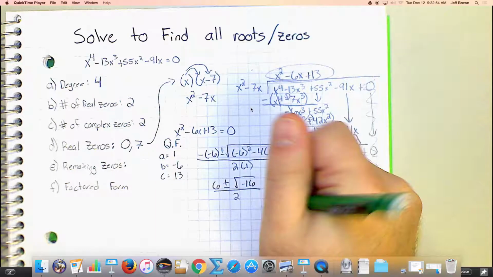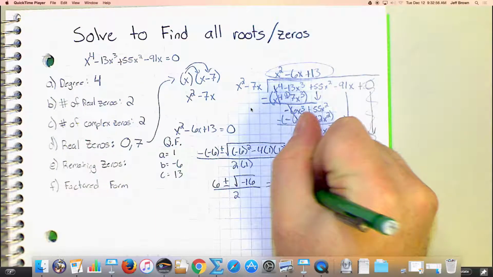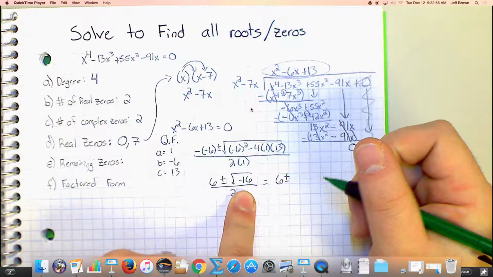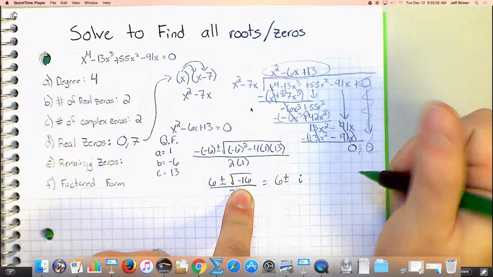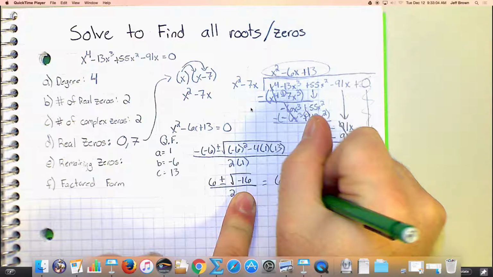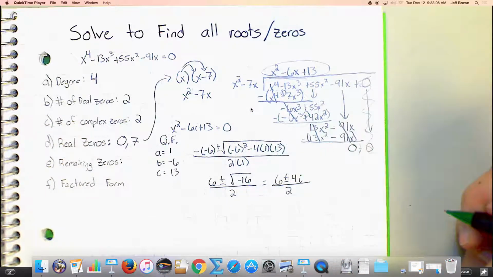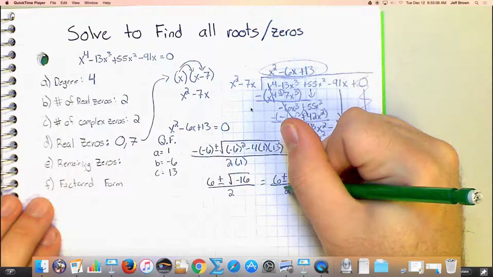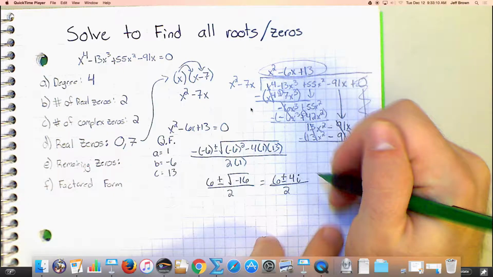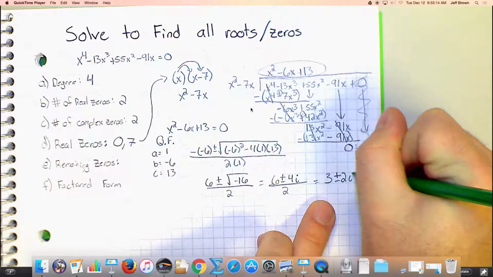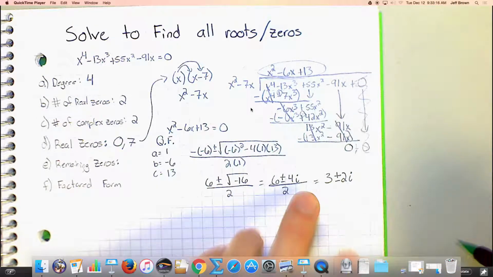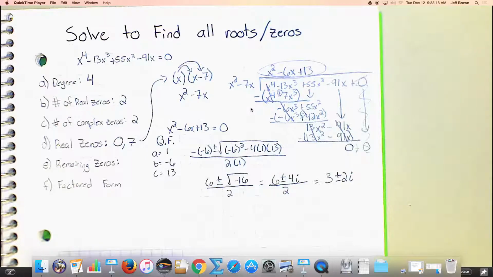Right, if I keep simplifying, I have 6 plus or minus the square root of negative 16. Well, the negative is going to become an i. Then I have the square root of 16, which is just going to give me a 4. So I get 4i out of that, all divided by 2. Now I can still divide by the 2 into both pieces here. 6 divided by 2 is going to give me a 3. 4 divided by 2 is going to give me a 2 with the i still attached. So I have 3 plus or minus 2i. That is all the farther we can go.